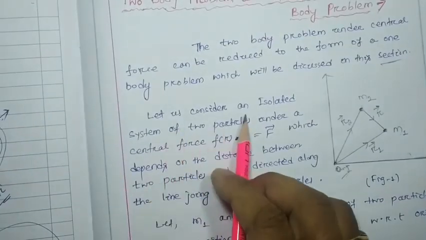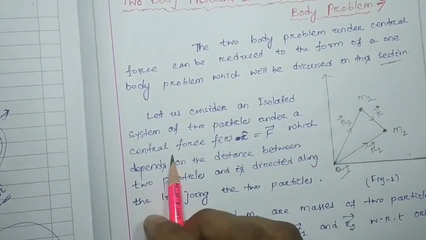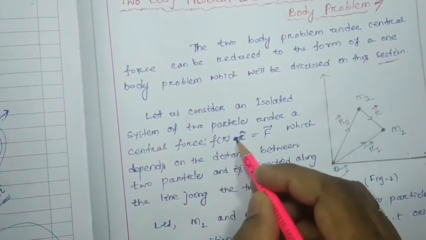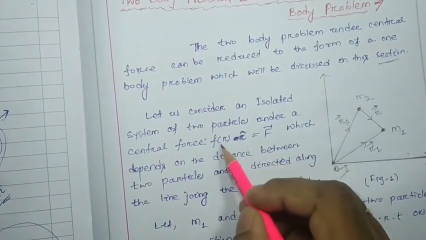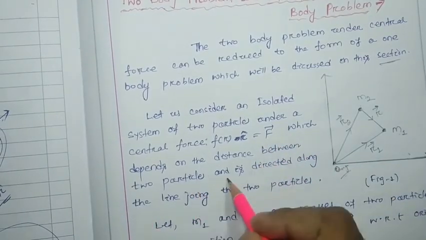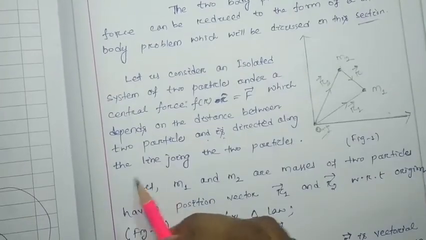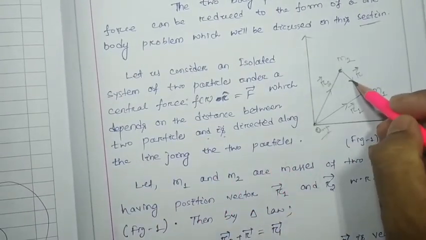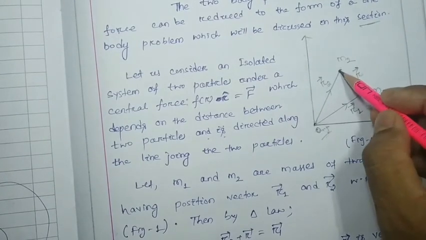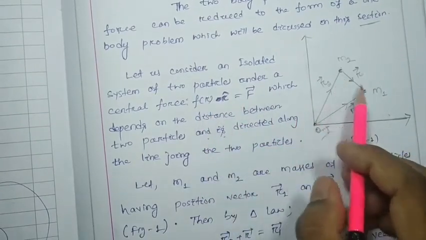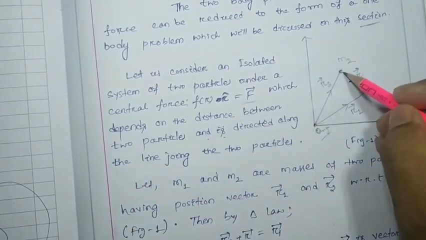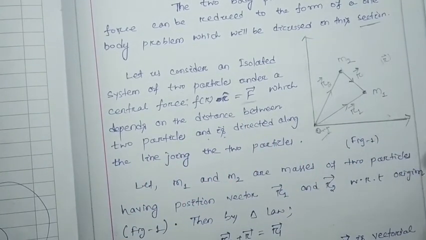So let us consider an isolated system of two particles under a central force field, that is F(r) r cap, which is equal to capital F, which depends on the distance between the two particles and is directed along the line joining the two particles. The line joining the two particles is this one. So we have to consider the central force between the two masses, which is F1, and it depends on the distance between the two particles, that means it depends upon the modulus of r.